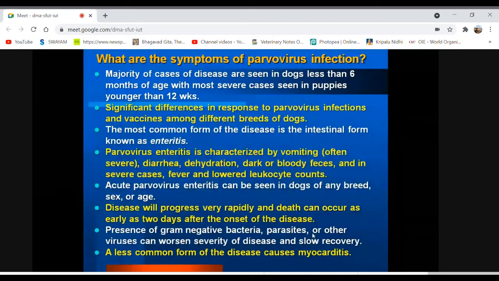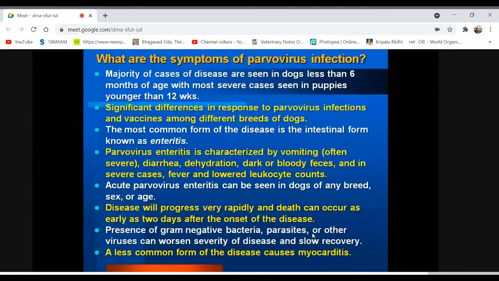Okay, this kind of acute parvovirus enteritis is usually observed in dogs of any breed, sex, and age. There is no difference in breed, sex, or age group, whether male or female. The disease may progress very rapidly, and as early as 2 days after the onset, meaning after getting the infection and starting to show signs and symptoms, within a maximum of 2 days the dogs may die.